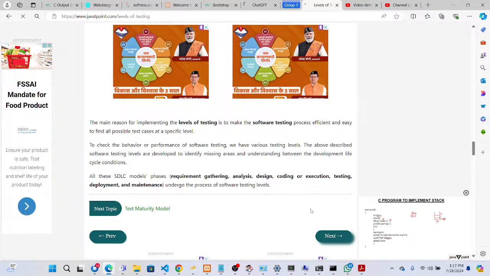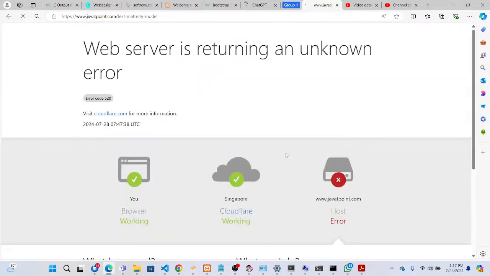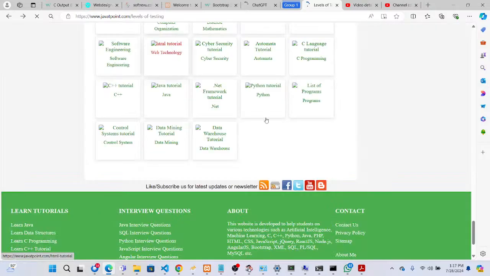So we are going into the next topic, that is the maturity model. I don't know why it has got stuck. Let us see whether we can get this.